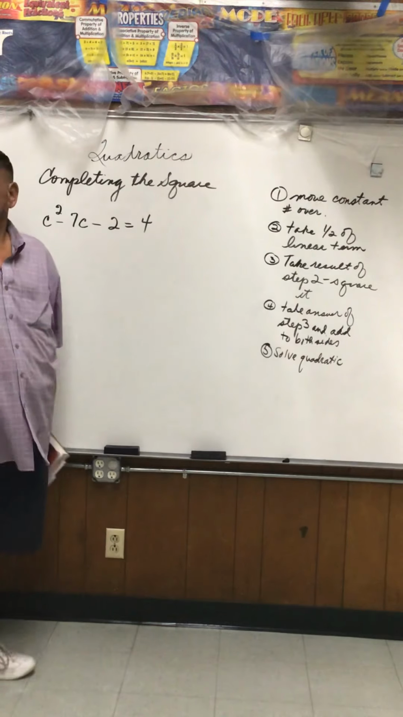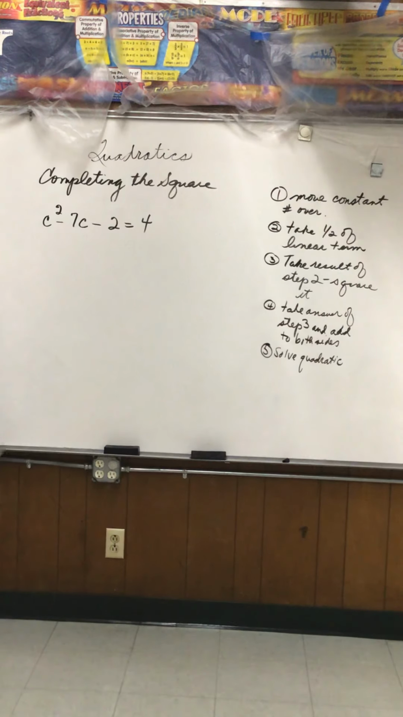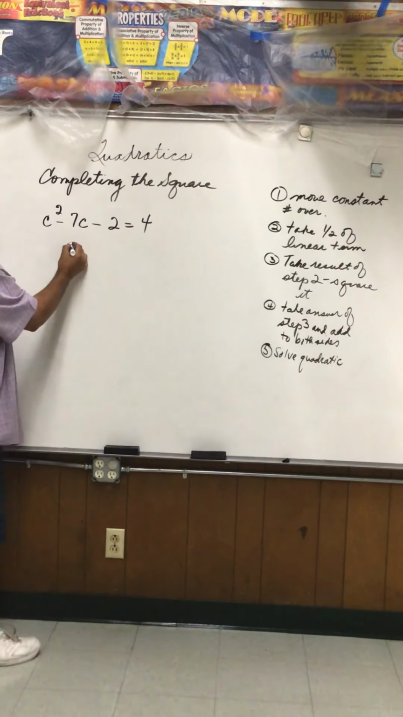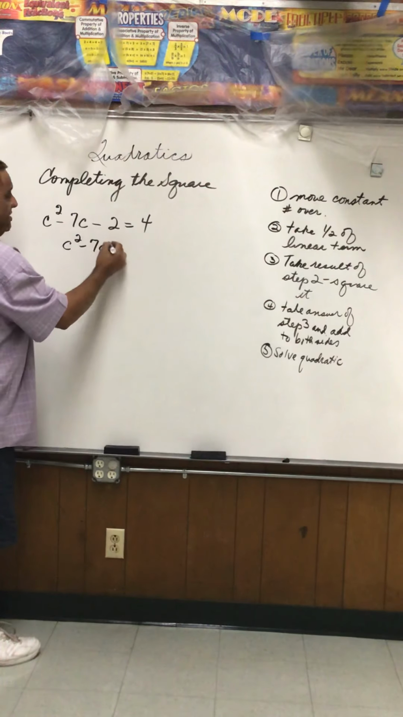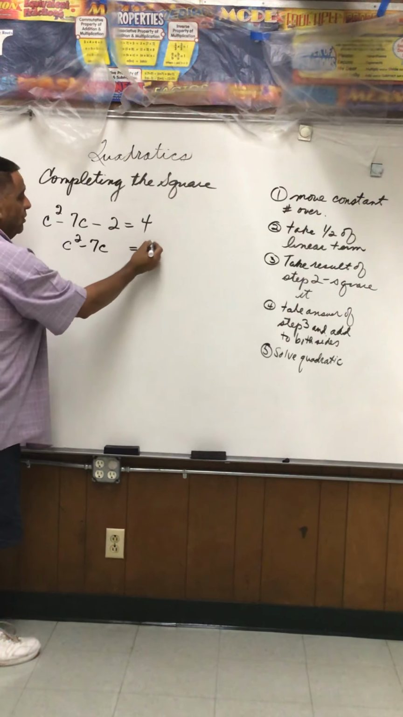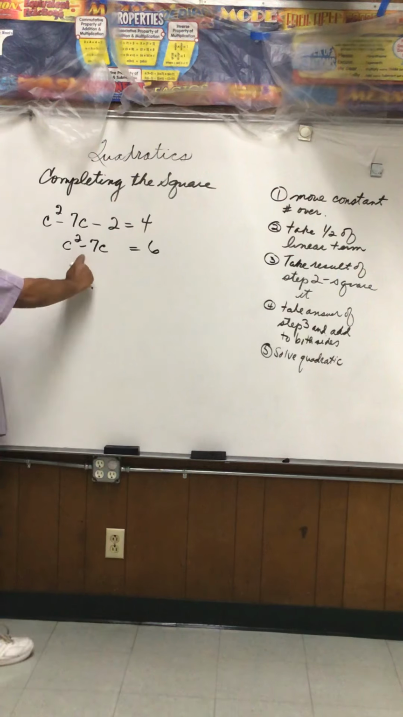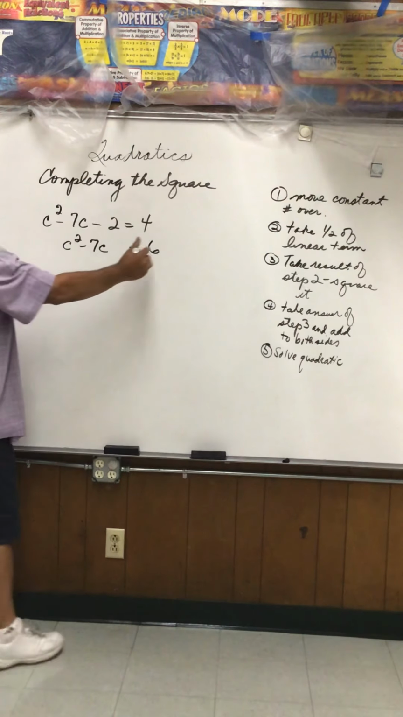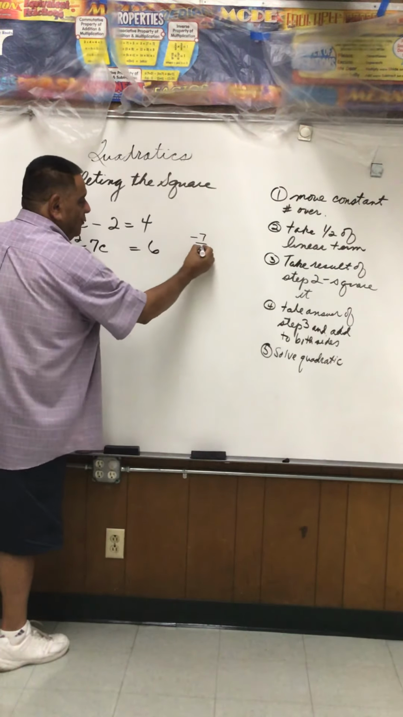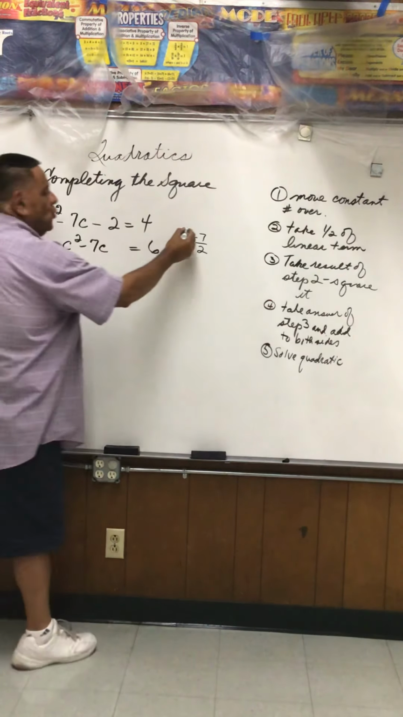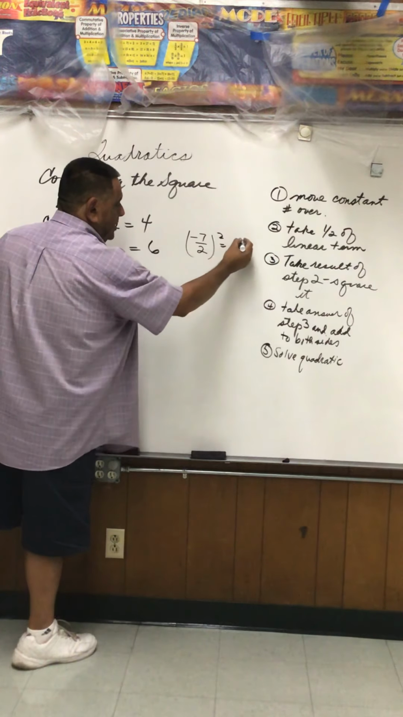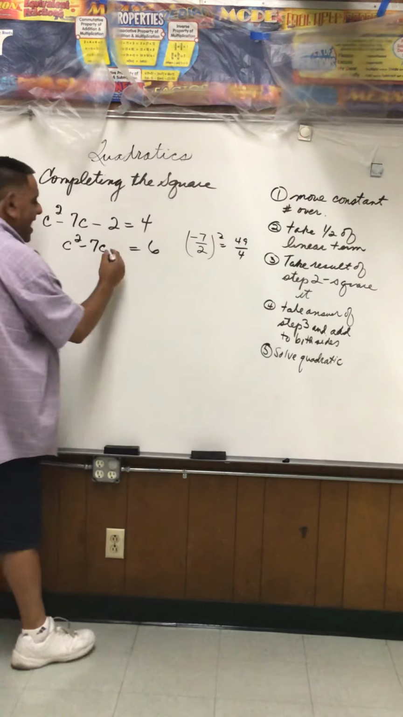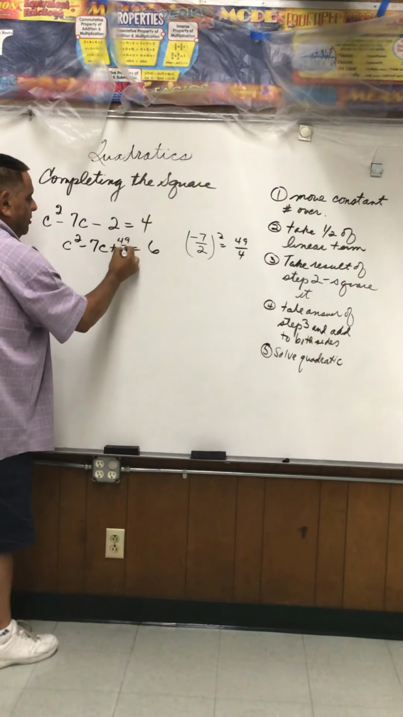Now you already have a number over there. That's okay. I'm still going to move this constant number over. So I'm going to get c squared minus 7c. I'm going to add 2 equals 6. Half of the linear term. -7/2. That's half of it. Square it. 49/4. Add it to both sides.